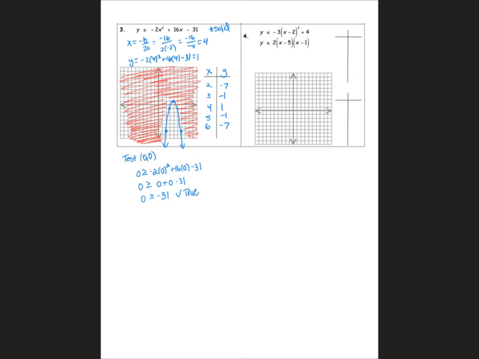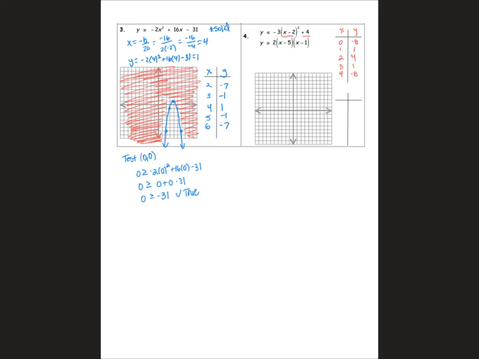So notice it's in vertex form, which is convenient for us because I can find the vertex. It's the opposite of the inside, 2, same sign on the outside, 4. Pick a couple points to the left and right. So to the left of 2 is 0 and 1. To the right of 2 is 3 and 4. Let's plug in those x values to get our y values, and we get 0, negative 8, 1, 1, 3, 1, 4, negative 8.